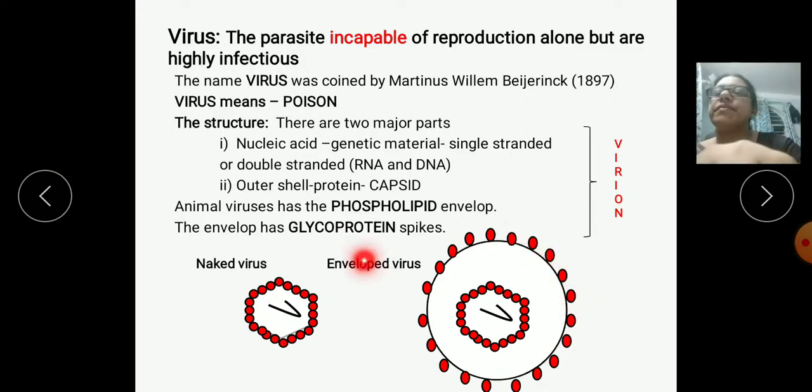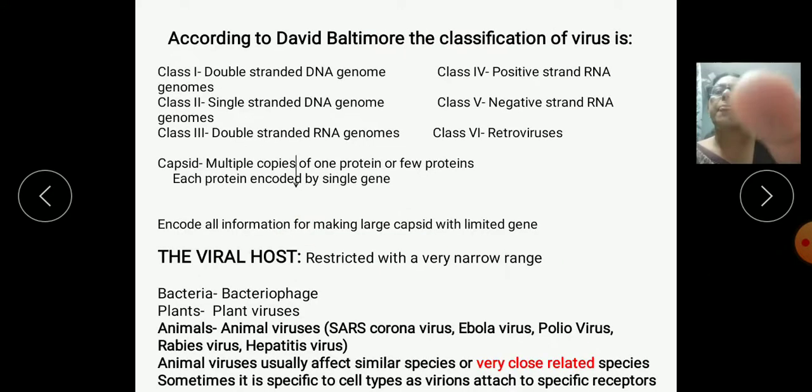So, here we see that the virus has a virion. What is a virion then? The virion is that part of the virus that is capable of causing infection. That is, the nucleic acid and the capsid cause the infection. Now, according to David Baltimore, the virus has been classified into 6 different types.